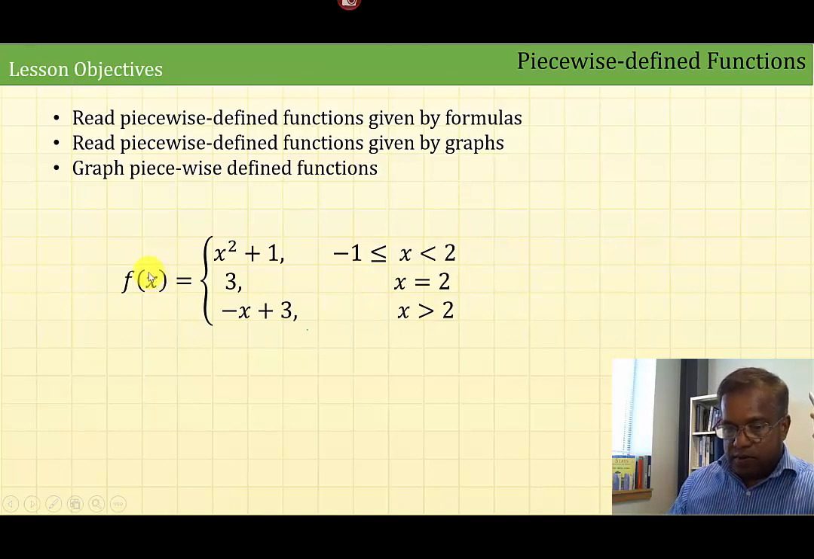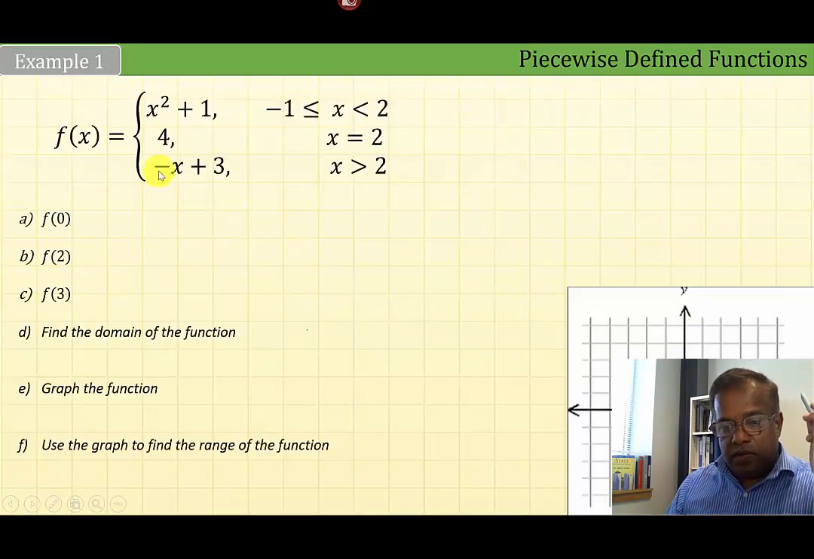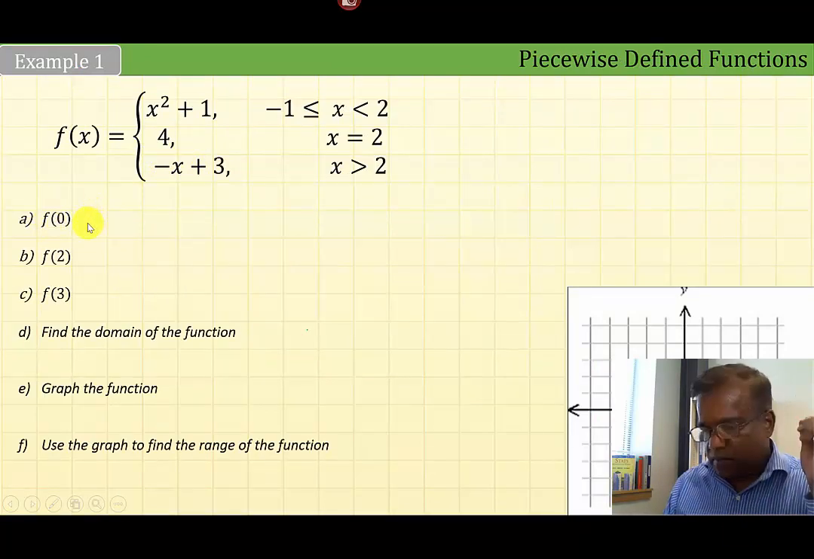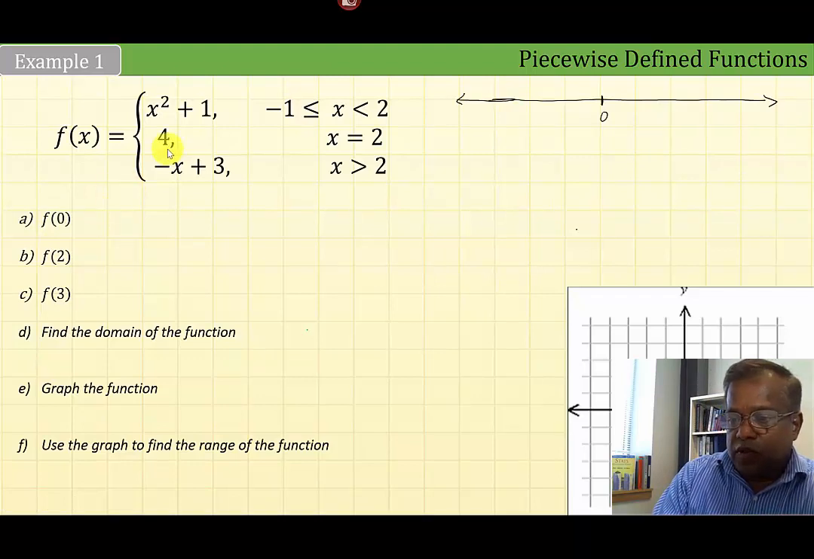Now f of x is equal to x squared plus 1 if x is in this interval, and f of x equals 4 if x equals 2, and f of x is equal to negative x plus 3 if x is greater than 2. So let's read this function that we have right now. First thing, we need to find f of 0. Before I read this one, let me explain over here.